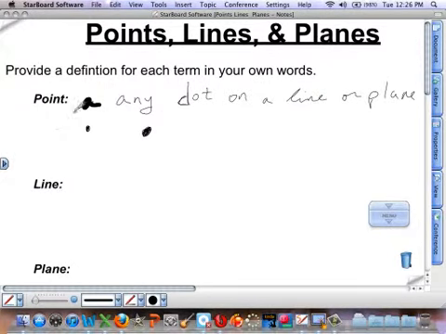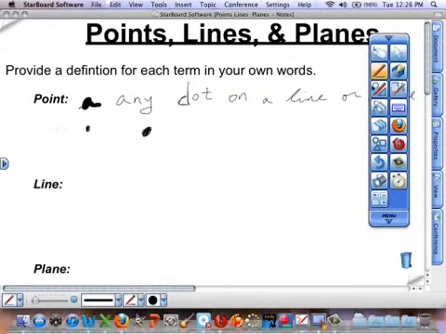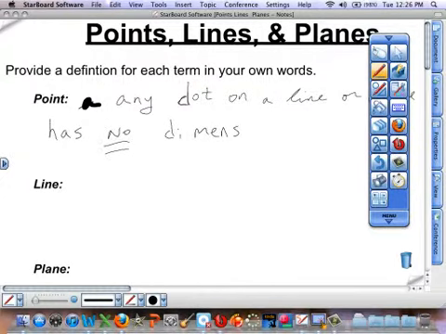When we start talking about dimensions, there's a flow to our dimensions. And a point has 0 dimensions. That's kind of important to mention. So it has no dimension. There's no prescribed width or length or depth. It just is.